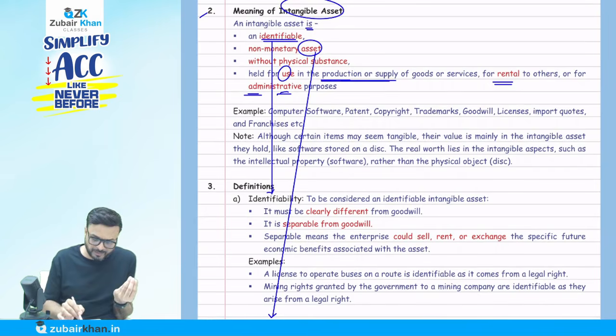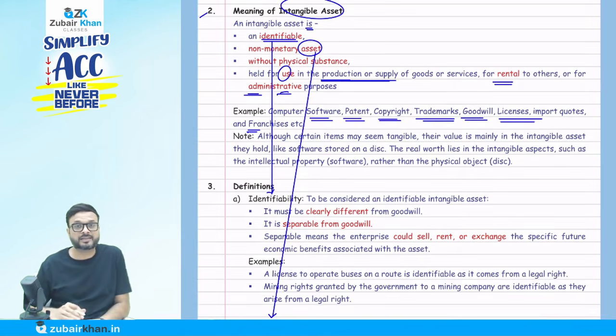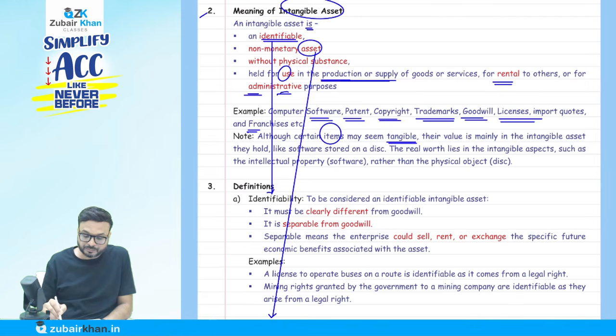But when we talk about the intangible, I will come to the identifiable and all that. For example, computer software, patent, copyright, trademarks, goodwill, license, import quotas, and franchise, all these are intangible assets. Certain items may seem tangible, but their value is mainly in the intangible asset they hold, like the software stored on a disk. The real worth lies in the intangible assets such as intellectual property, software, rather than the physical object, the disk.